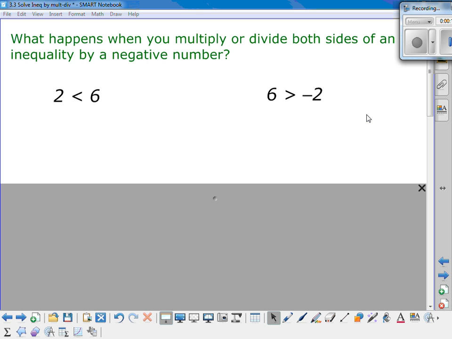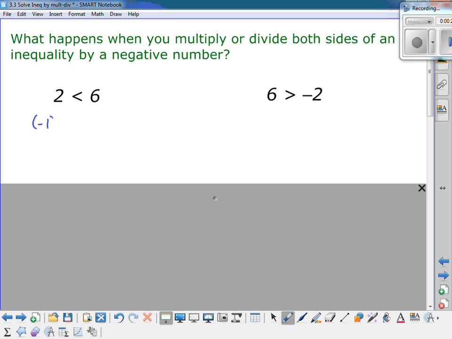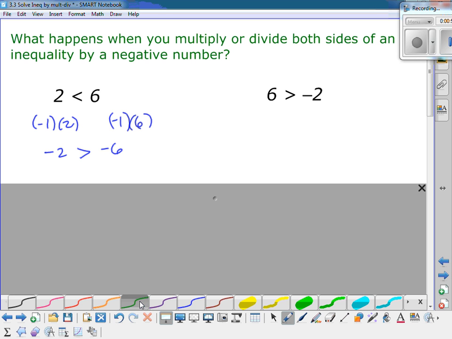Well, if we look at 2 is less than 6, if I multiply negative 1 times 2, and I multiply negative 1 times 6, then on this side I have negative 2, and over here I have negative 6. Which one is greater, negative 2 or negative 6? Negative 2 is actually greater than negative 6, right? All right, and let's look what happens over on the other side if I divide by negative 1.